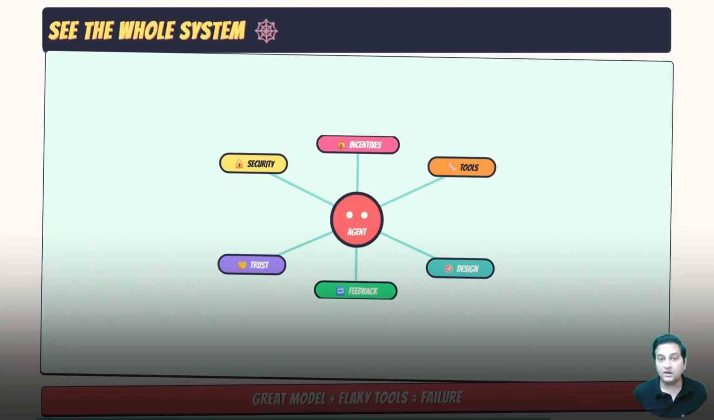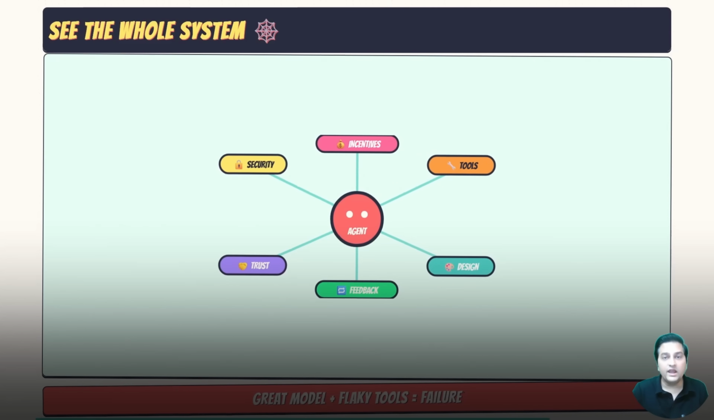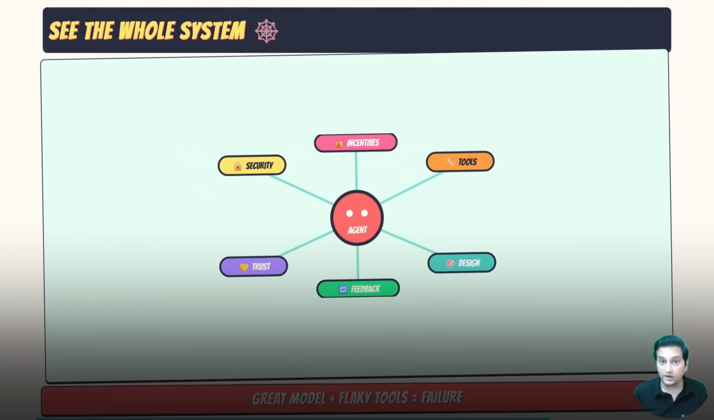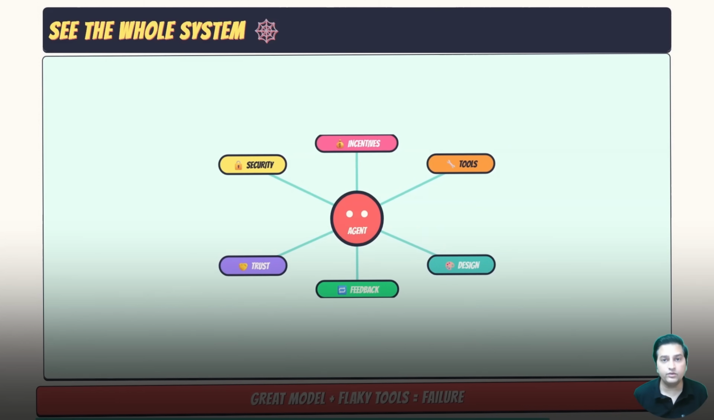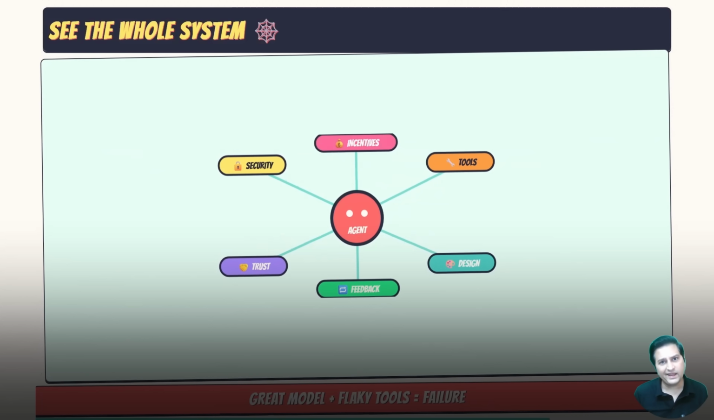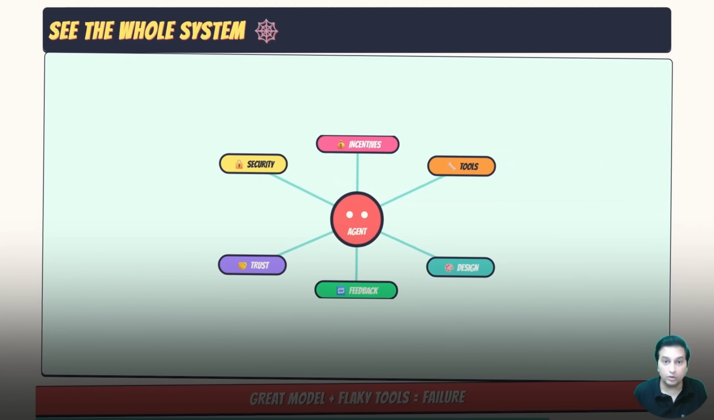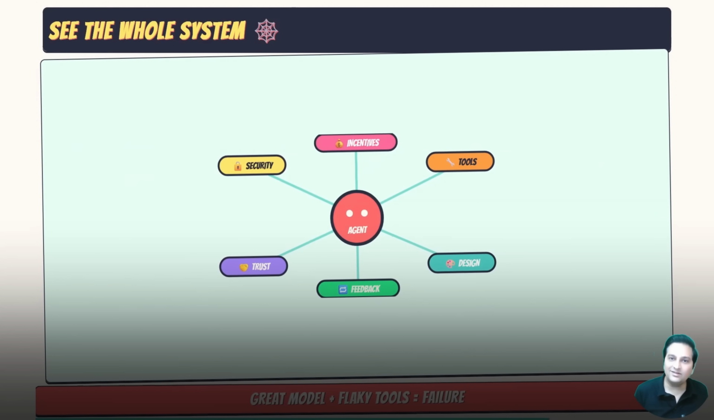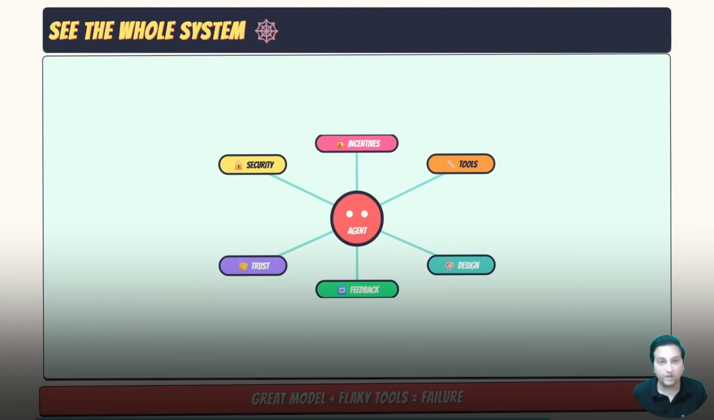But here's the part the hype skipped. This isn't just an intelligence problem. Agentic AI lives at a messy crossroad. Software quality, security, permission, interface design, incentives, human trust. A brilliant model can still flop because the tools are flaky, the feedback is slow, or nobody trusts it enough to turn it on. The system around the model matters as much as the model itself.